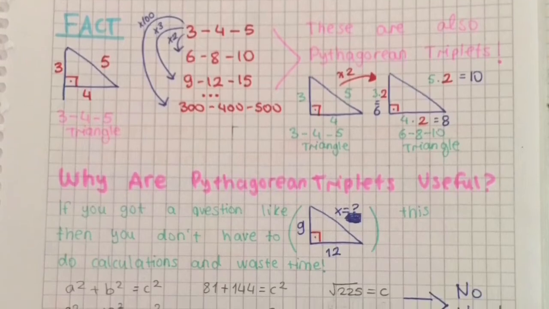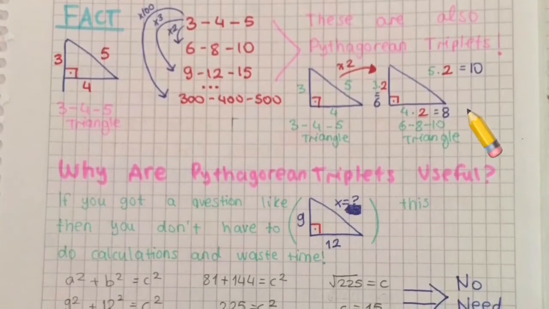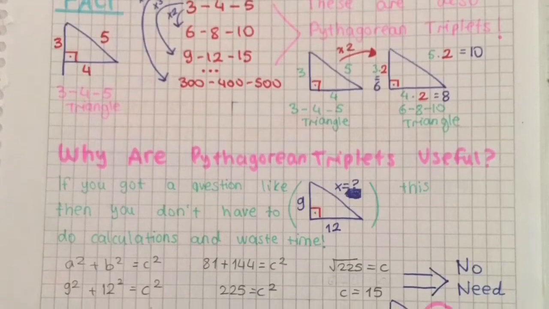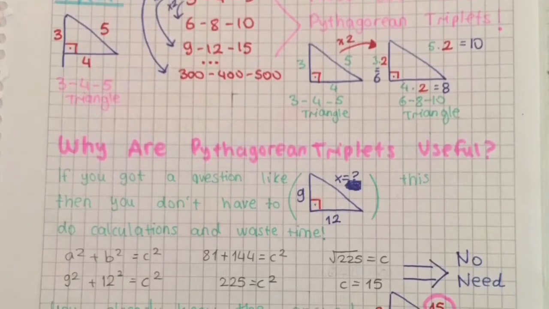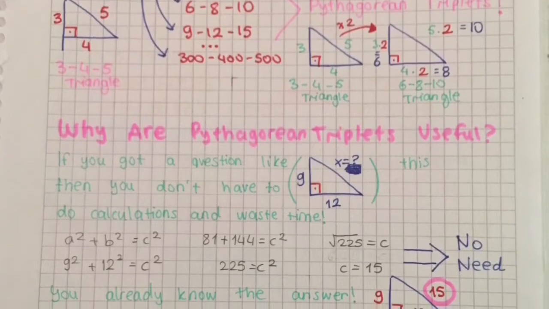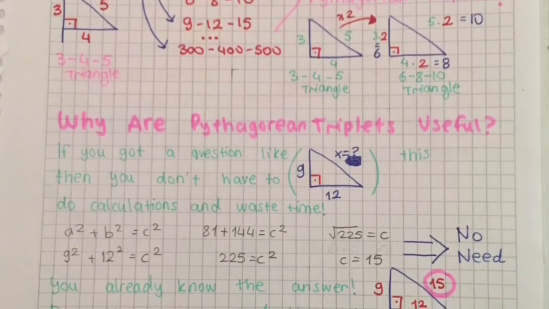We have 3, 4, 5, so we can multiply them by 2, so 6, 8, 10. Well, it's also a Pythagorean triplet, which means they include the property a squared plus b squared equals c squared. Why are Pythagorean triplets useful? Well, there are two things mainly.